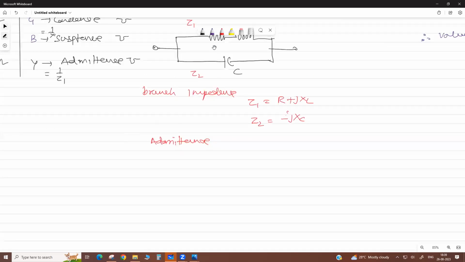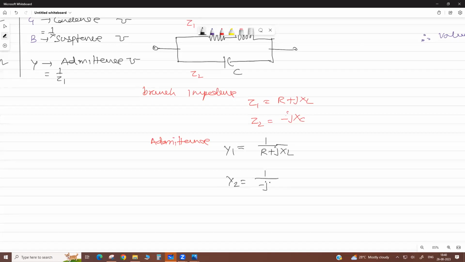So here we calculate now branch admittances. Y1 is branch 1 admittance. What is the Y1? Y1 is 1 by Z, that means 1 by R plus jXL. Then Y2 equals to 1 by Z2, 1 by Z2 means minus jXC. Okay, please.